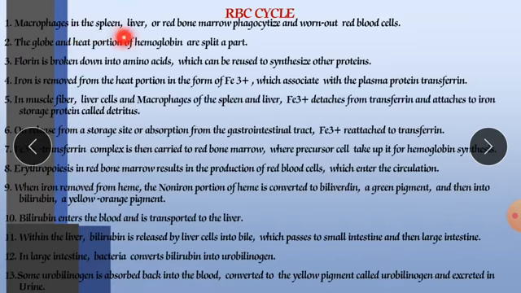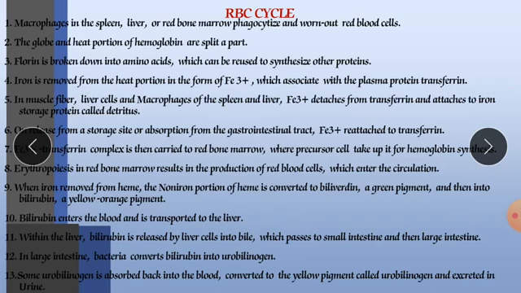The macrophages in the spleen, liver or red bone marrow phagocytize worn out red blood cells. What are worn out red blood cells? The blood cells which have completed their 120 days, meaning now they become old, they become aged, are called worn out blood cells. They are no more used for carrying oxygen, releasing oxygen and taking CO2. For this function they are not utilized, meaning they are not useful, they are useless. So they are called worn out blood cells.